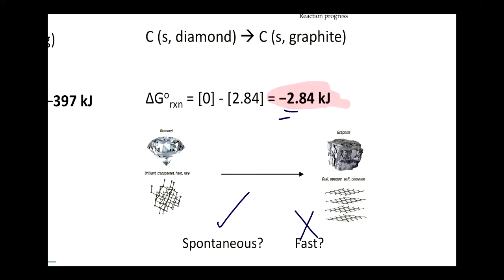What's the saying about diamonds? Diamonds are forever. What did we just prove? Are diamonds forever? They are not forever. We just proved that the conversion from diamond to graphite is spontaneous. It will happen on its own eventually. It doesn't happen fast, but it'll happen eventually. So diamonds are in fact not forever. They will all spontaneously convert into graphite someday. I don't know when, probably not in our lifetime, but they are not forever.